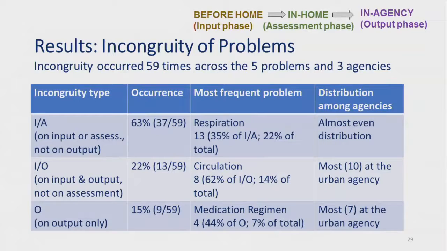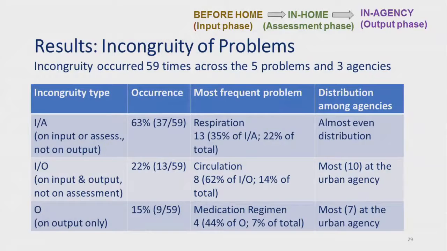The next type of incongruity was the IO. It was on the input, it was on the output, but it was not on the assessment. This occurred almost a quarter of the time among incongruities. Circulation was the primary problem this applied to, which was over half of this type of incongruity and 14% of total incongruities. And this mostly occurred at the urban agency.